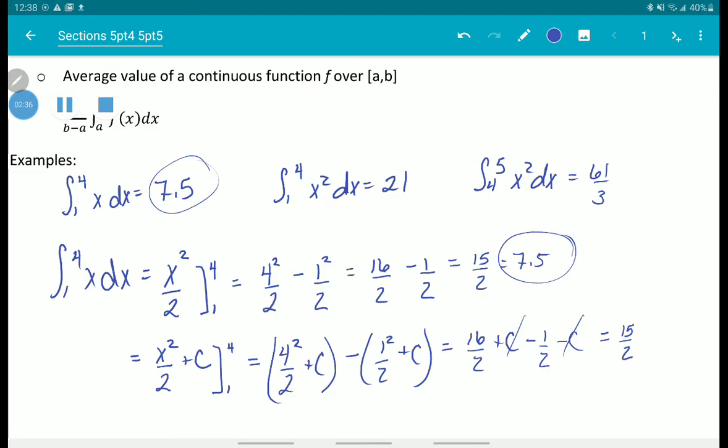So that's why when you start doing definite integrals, you no longer need the c, because the goal is to get a number. And when we get that number, then those c's are going to always cancel out. Now, that's different than an indefinite integral. Indefinite integrals need the plus c because you're finding a family of curves.